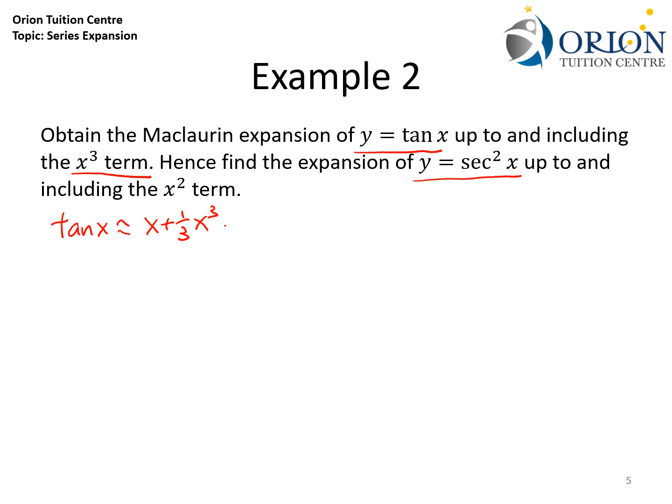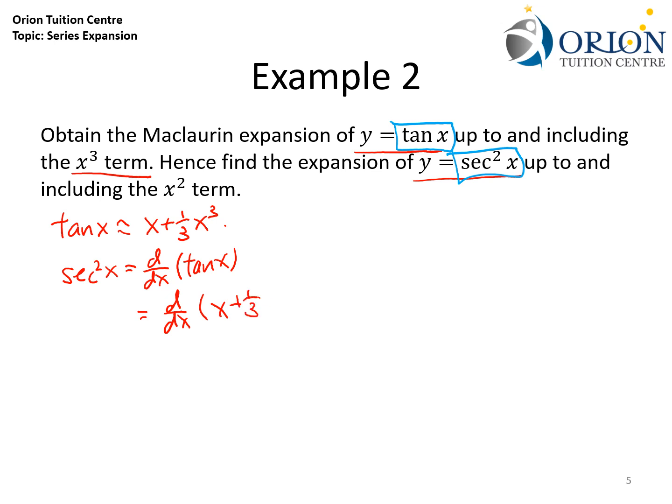Now, we just have to establish the relationship between tangent x and secant squared x. So we know that secant squared x is in fact just the derivative of tangent x, which is d over dx of tangent x. And therefore this becomes d over dx of x plus 1/3 x cubed, which becomes 1 plus x squared. So the Maclaurin expansion for secant squared x is just 1 plus x squared.